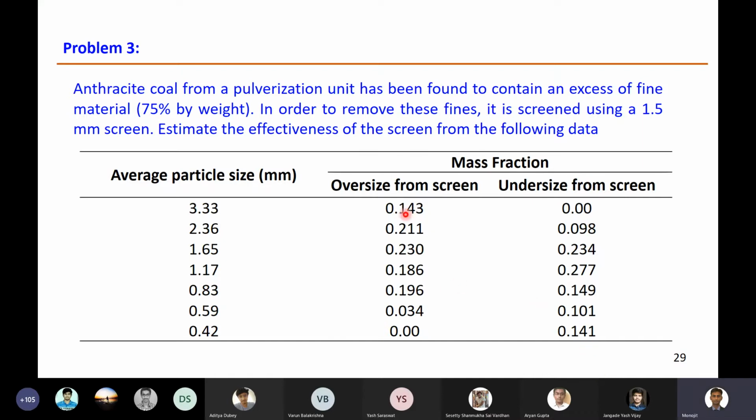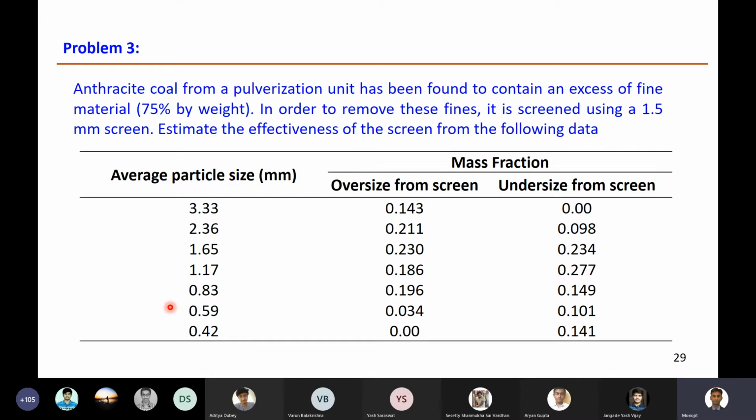So you should appreciate that these two numbers are absolutely not related to each other, because this column you obtain from one sieving analysis and this column you obtain from a different sieving analysis. So never try to correlate these two numbers. These two numbers are not at all related to each other. It's the same sieve that you have used to do the analysis for oversize as well as the undersize. That's why you have the average particle size range as same here. Is that clear?